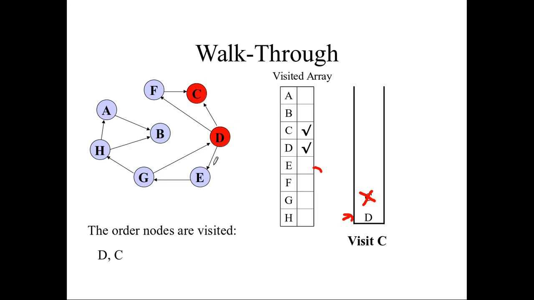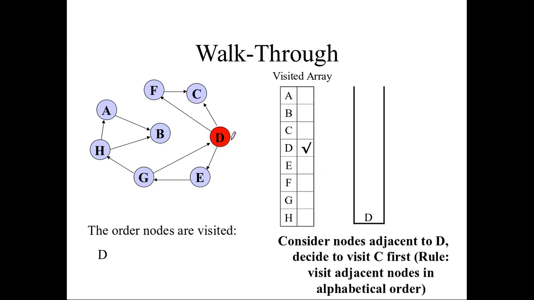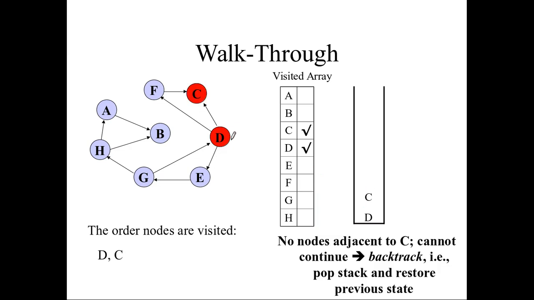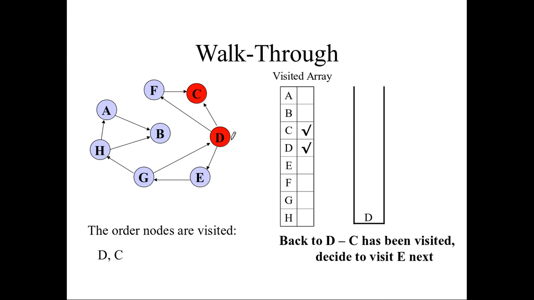So that is what we will be doing. Here there is no adjacent node to C, so I remove the topmost element, which is C. Next, I have two nodes, F and E, which have to be visited. As I have said, we'll be following the alphabetical order.